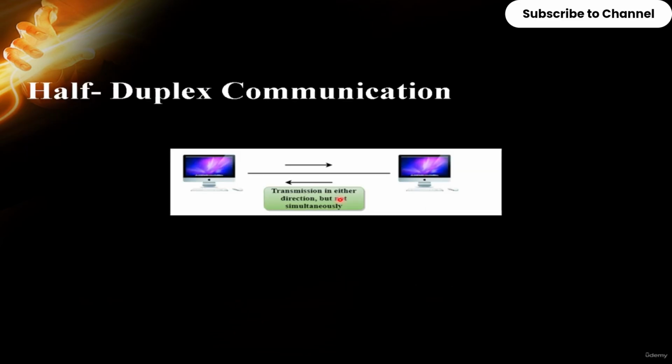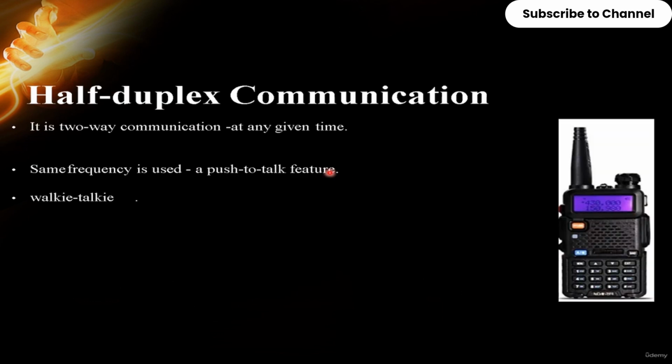Next is half duplex communication. As we see in the diagram, the transmission takes place in either direction, but not simultaneously. So this is the thing. The best example is the walkie-talkie. It is a two-way communication.